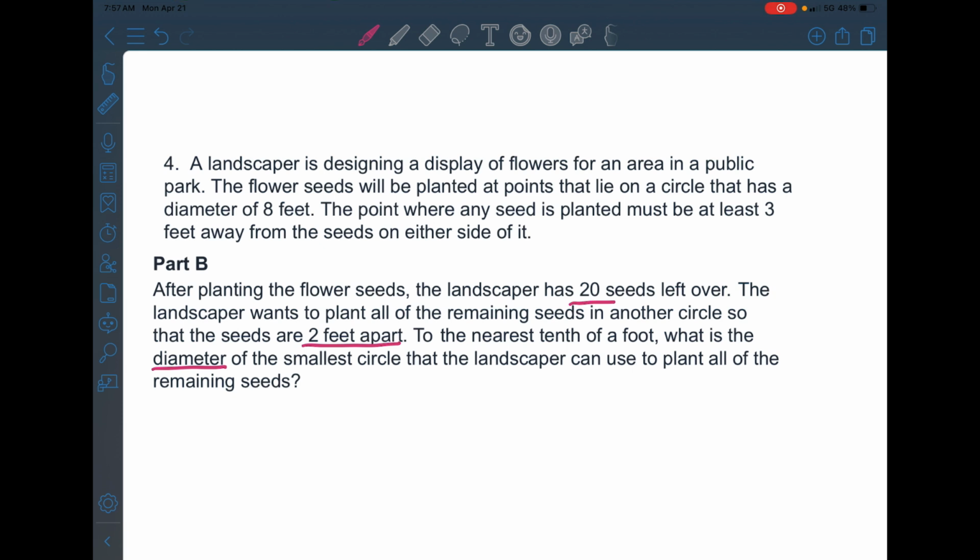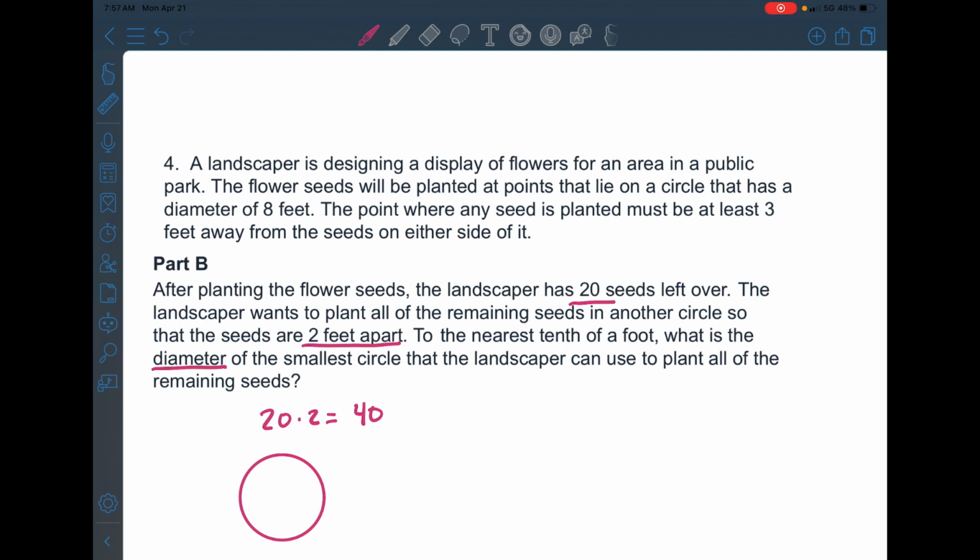Well, first we're going to figure out what the circumference would equal. We don't have our radius, so we can't do 2 pi r, but we know we have 20 seeds 2 feet apart. So if we multiply that, we have 40 feet. That means our circle would be 40 feet around.